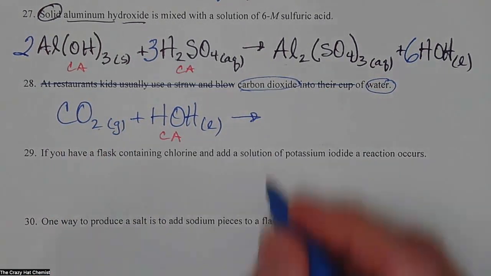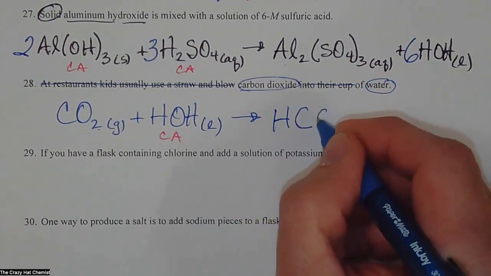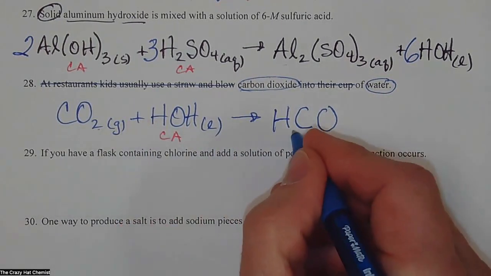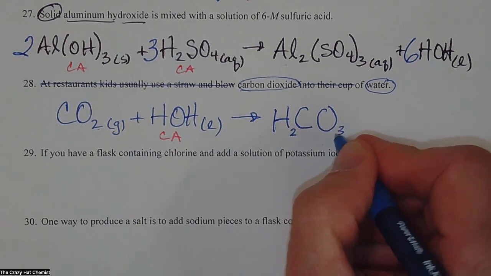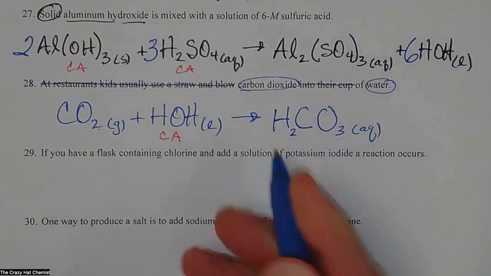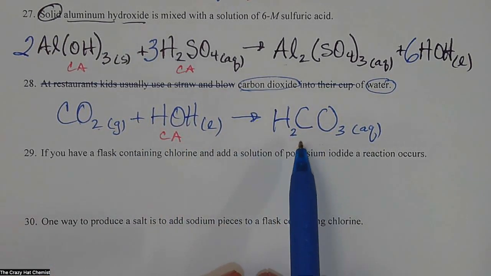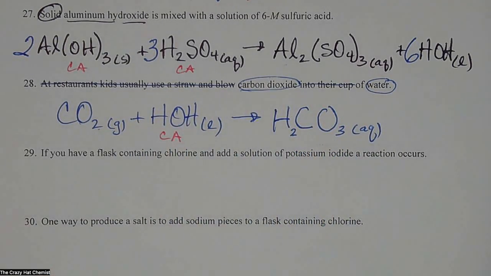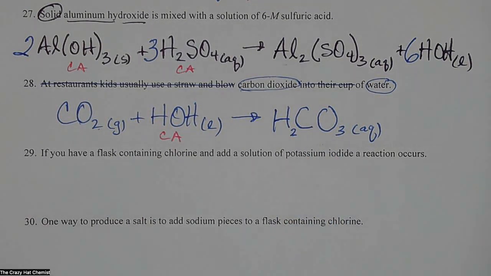And we had done one of these before. It's the H and the nonmetal and then the oxygen. How many H's? Two. How many nonmetals? One. How many oxygens? Three. This is aqueous. This is a gas bubbled into water, gives you an acid. This is carbonic acid. Cool. By the way, you don't decompose this one, unlike maybe one of the ones in the lab that we chatted about. Okay, so that was number 28.